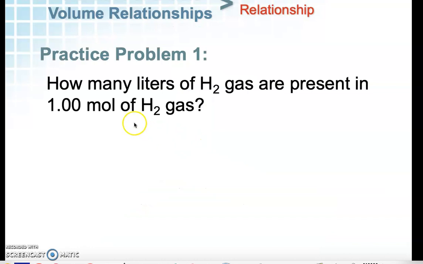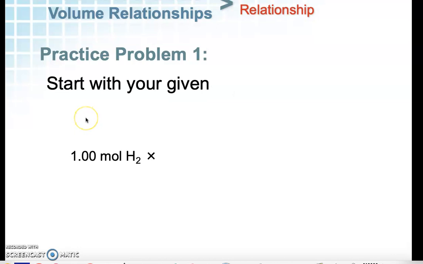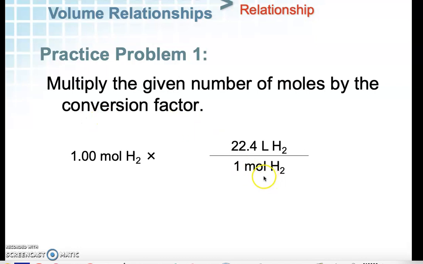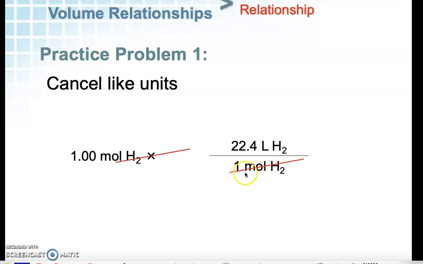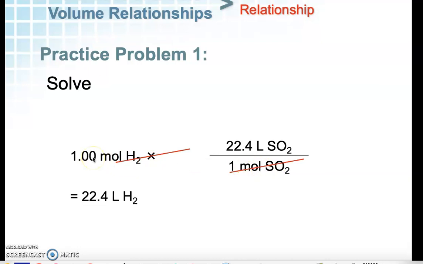Let's start out. How many liters of H2 gas are present in 1 mole of H2 gas? We're looking for liters, and we're given moles, so start where you're given: 1.00 mole, 3 sig figs. Multiply it by the conversion factor, 22.4 liters of H2 over 1 mole H2. Cancel out like units: the H2 cancels out. Solve: you multiply the 1 by 22.4 divided by 1, which is 22.4 liters of H2 gas. Not too bad, it's actually pretty simple.